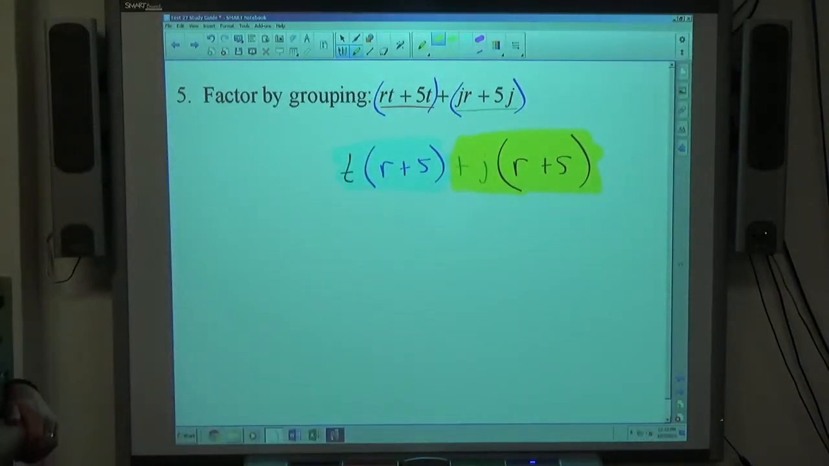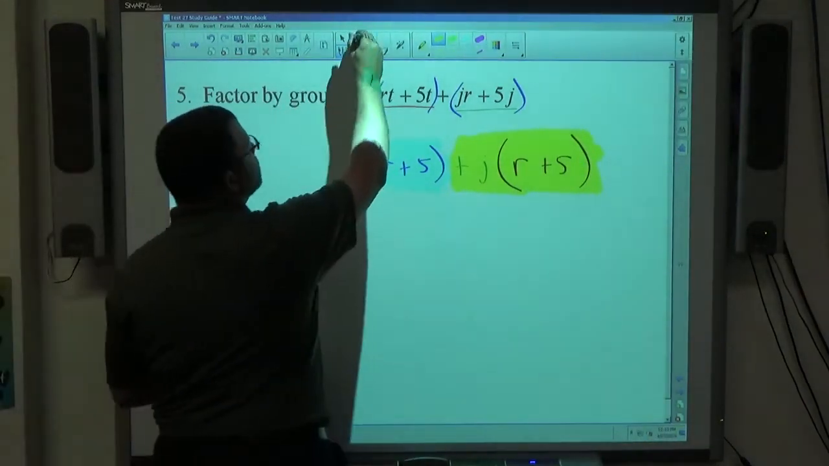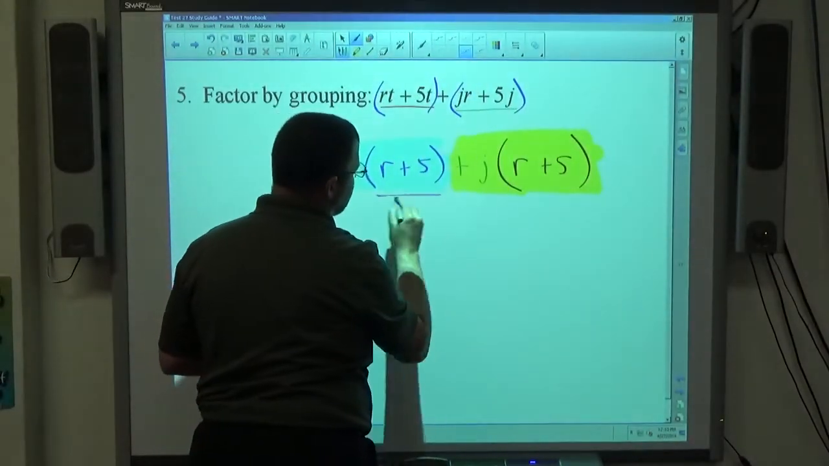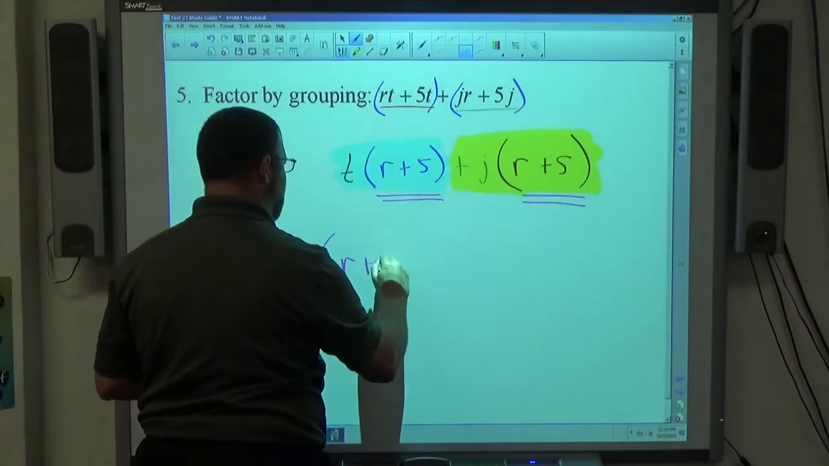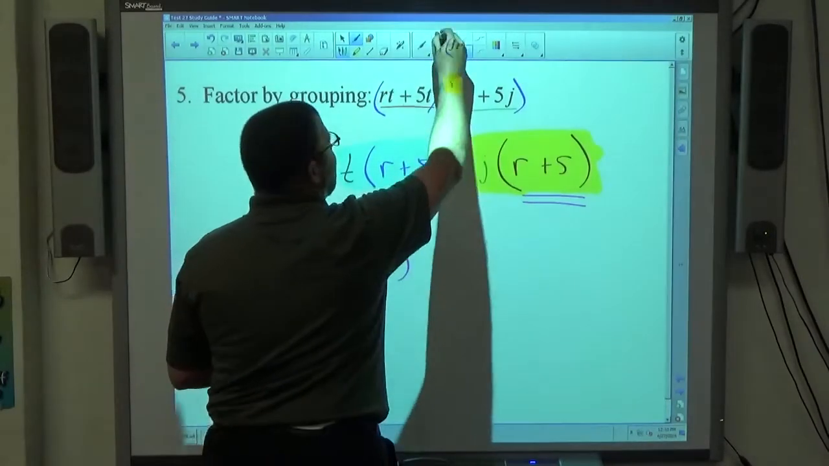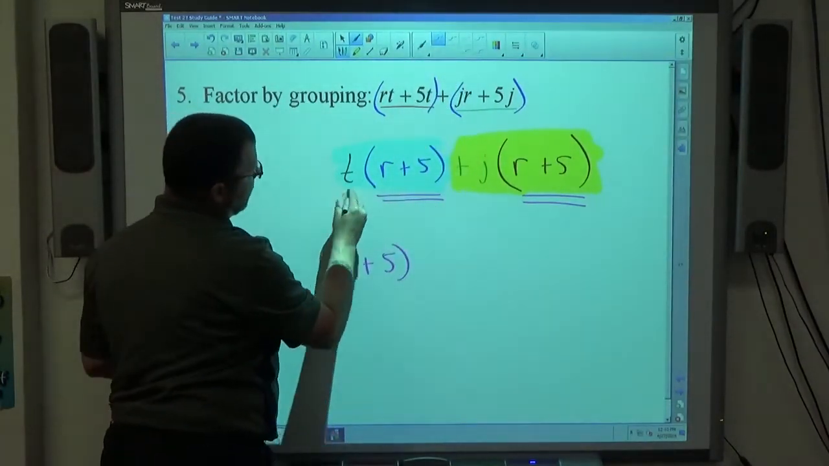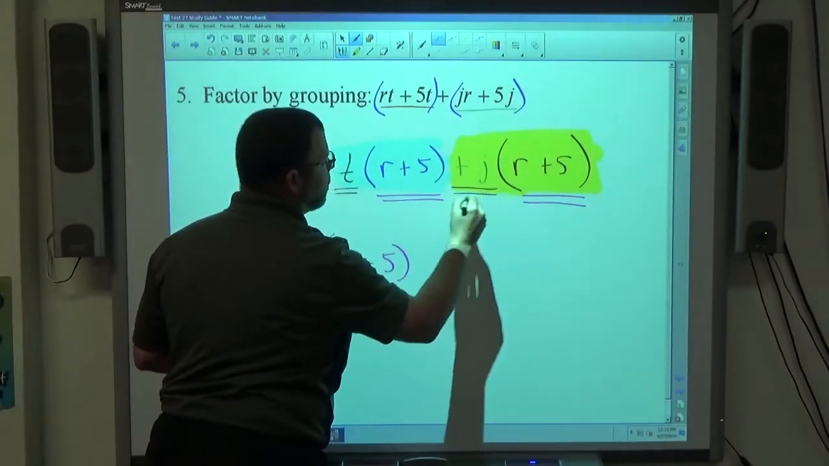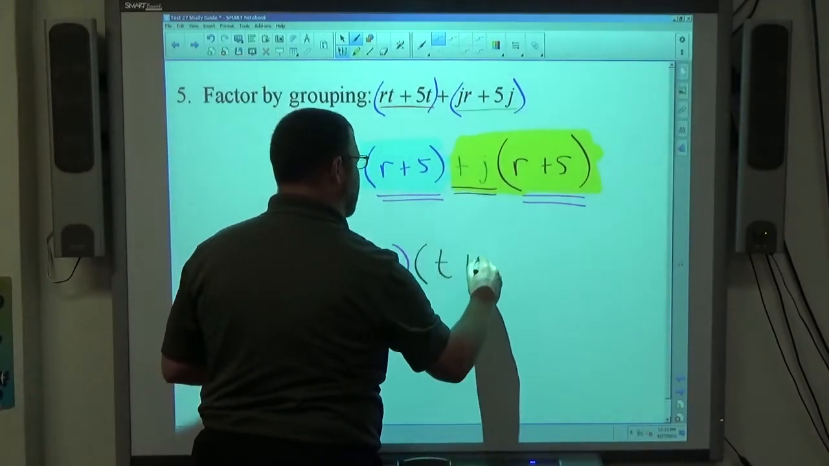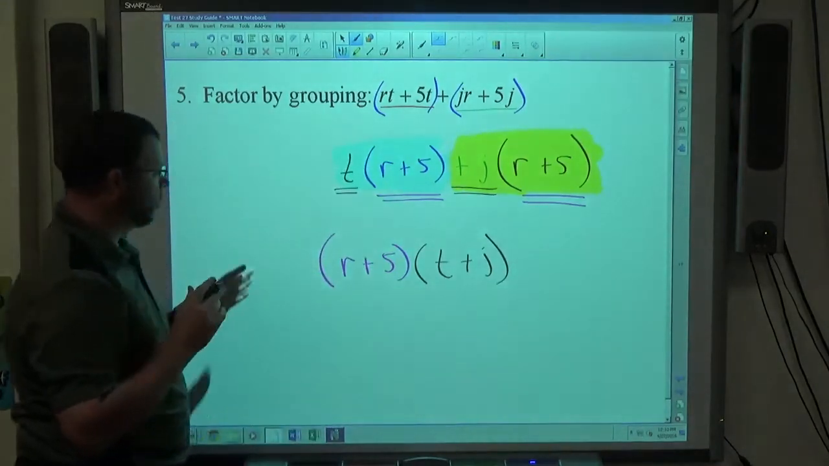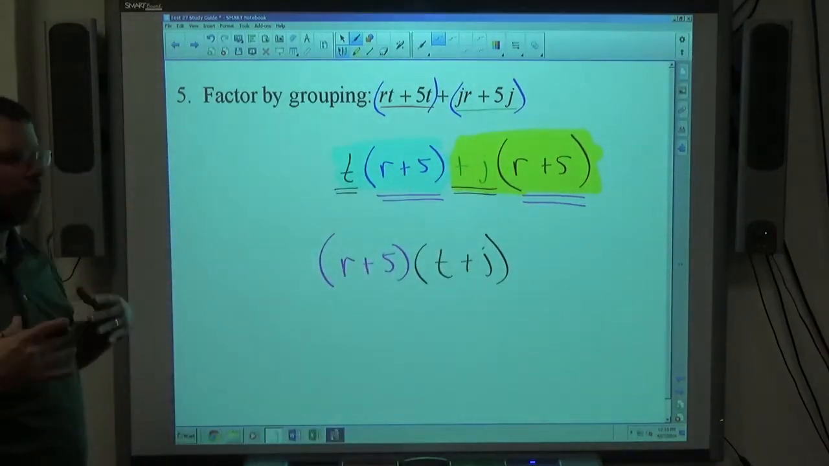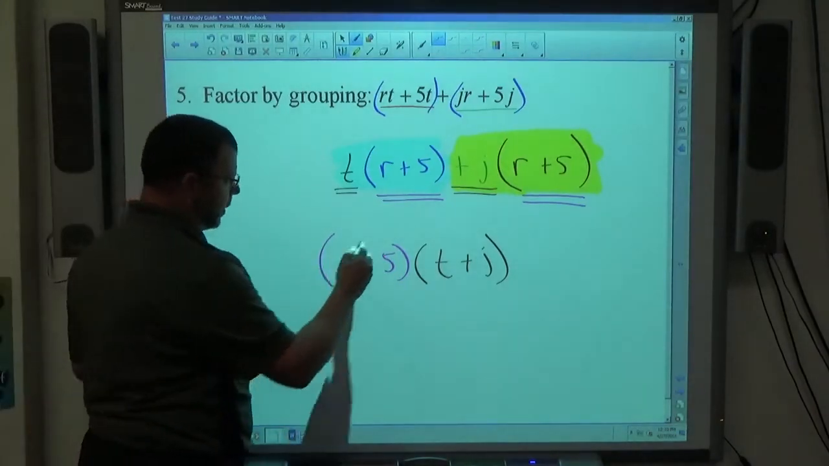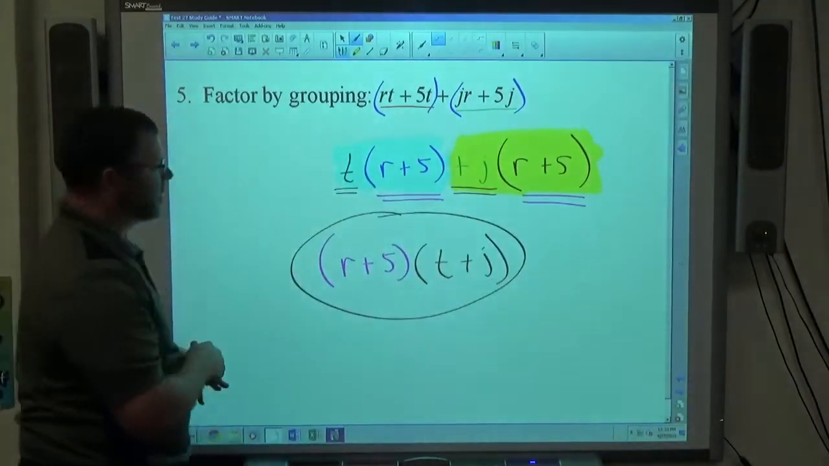Looking at the two objects, they should have a common binomial expression. R plus 5 is common to both. So I'm going to write down R plus 5 as one of the two factors. And then whatever was pulled out, in this case t was pulled out and plus j was pulled out, t plus j is going in the other group. A binomial times a binomial, our typical factored structure, but again, we had to do it by grouping since there were 4 terms. That's the best I can do on that one.